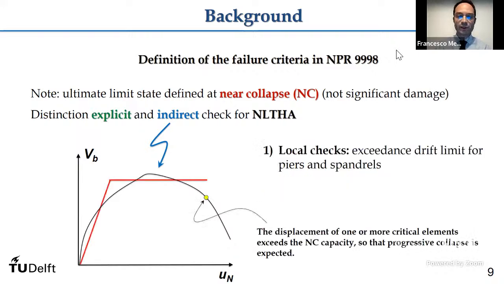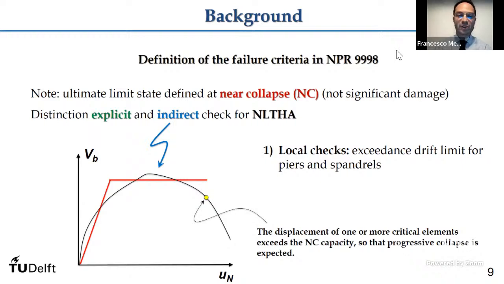The first of those is a local check. Again, this is similar to the one of the Eurocode, and it refers to the exceedance of the drift limits of the single elements which characterize the structure, so for masonry, in terms of piers and spandrels. The definition of near collapse in the Dutch guidelines is a bit qualitative, because it refers to the displacement at which one or more critical elements exceed the near collapse capacity.